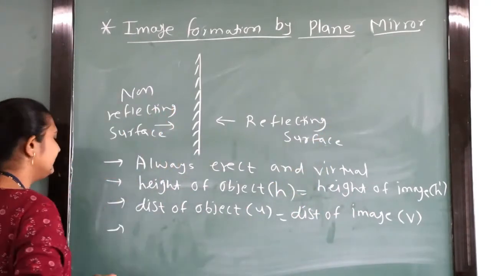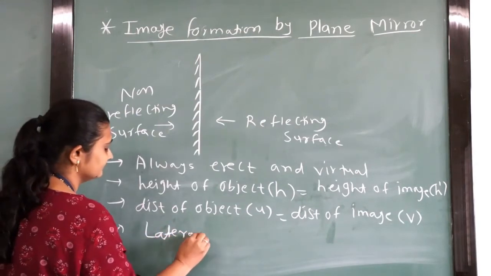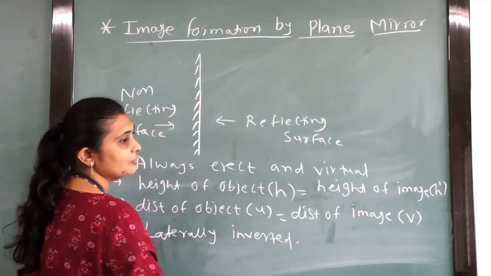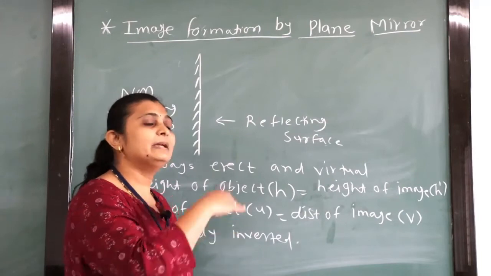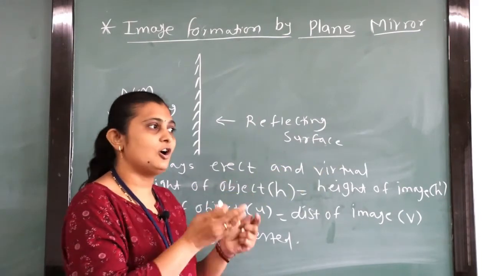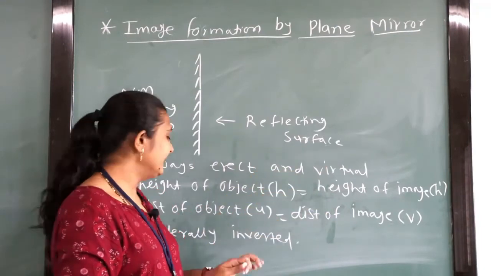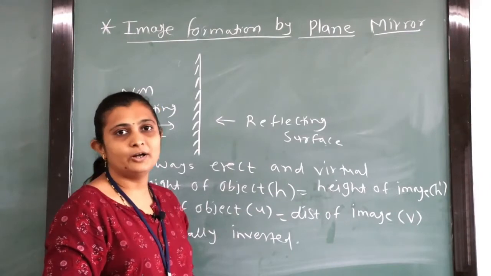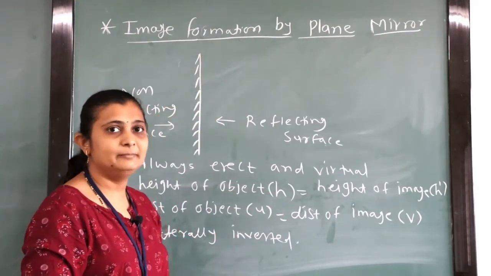And the last point is laterally inverted. Now what is laterally inverted? Your left hand side becomes the right hand side of the image. The object's left hand side becomes the image's right hand side, that is called laterally inverted. These are the four important points when we discuss the image formation by plane mirror.